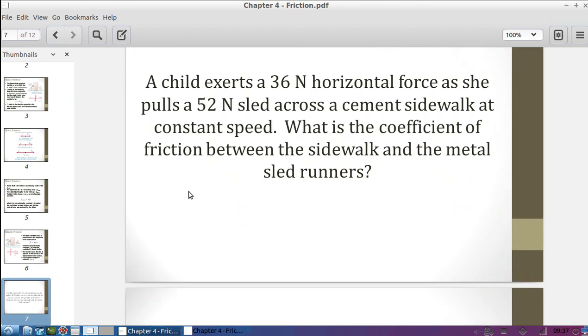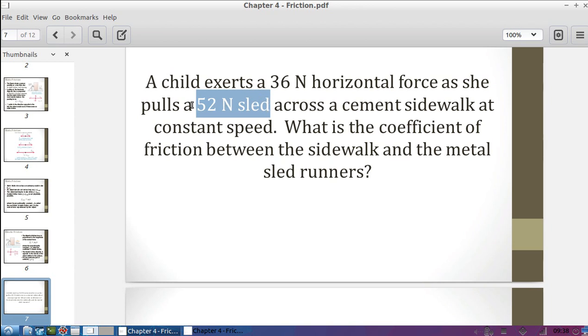So we'll start with a 1D Newton's second law problem with friction. All right, so we've got another sled. It's on a horizontal surface. So there's a child exerting a 36 Newton horizontal force. So maybe it's pulling it along, but it's an applied force of 36 newtons. Again, just like our stoplight problem a couple slides back, I'm giving you the weight of the sled, 52 newtons.